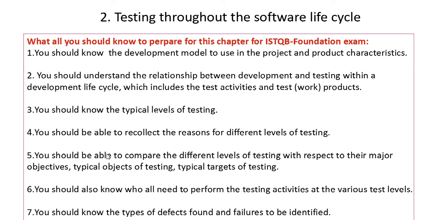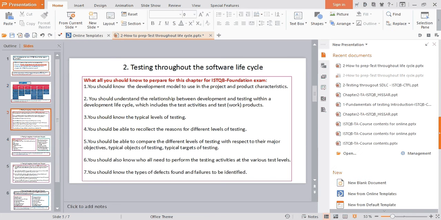You should be able to compare the different levels of testing with respect to their major objectives, typical objects of testing, and typical targets of testing. You have to define all these during the test planning stage. Assuming you have defined them, and you consider each level of testing, then you will be able to catch up on those things.